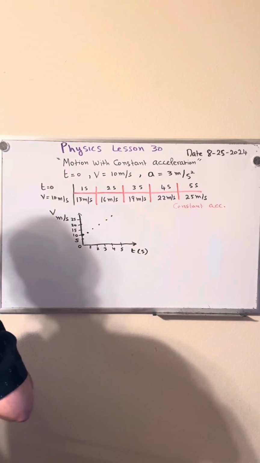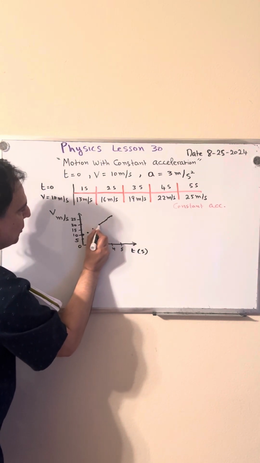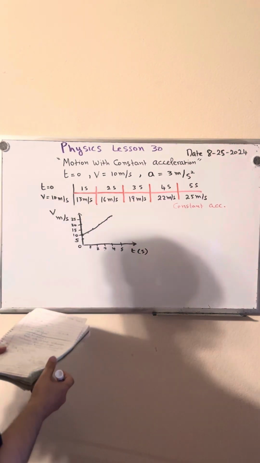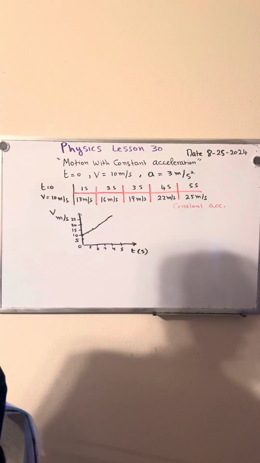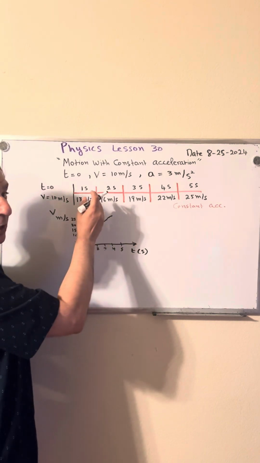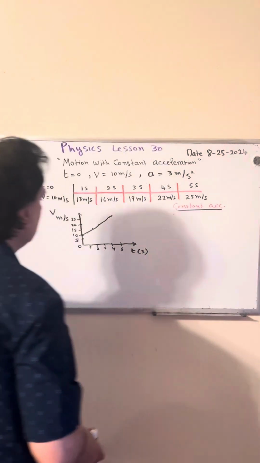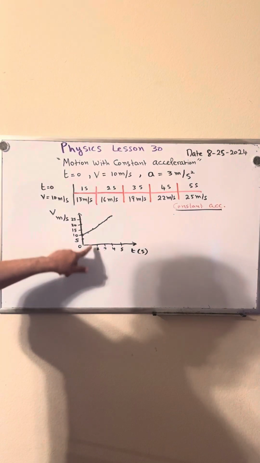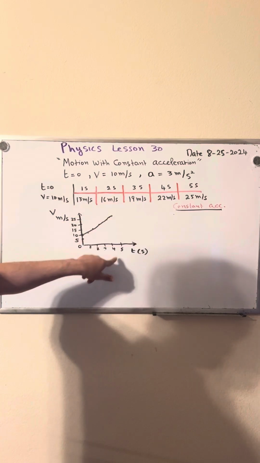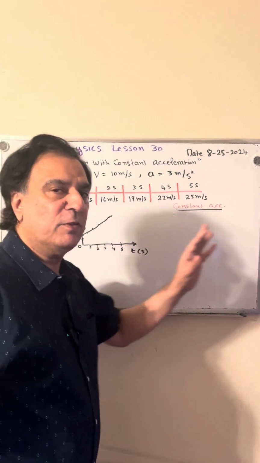So then I can draw a straight line. I'm not a good artist, but I'll try my best. It's not a perfectly straight line, but pretend that it is. This tells me how fast I'm going every second with constant acceleration. At the first second, I'm at 13. Second, 16. Third second, 19. Fourth second, 22 meters per second. And at 5 seconds, I'm driving at 25 meters per second.